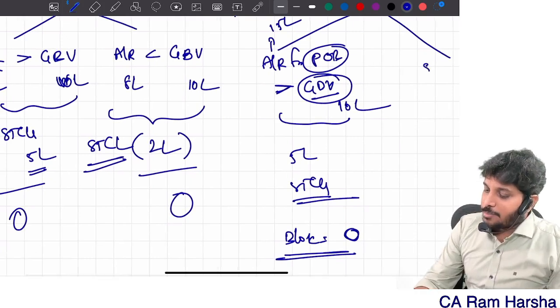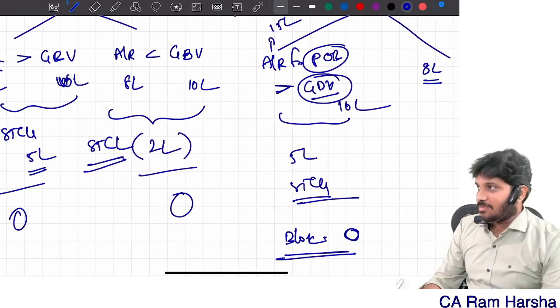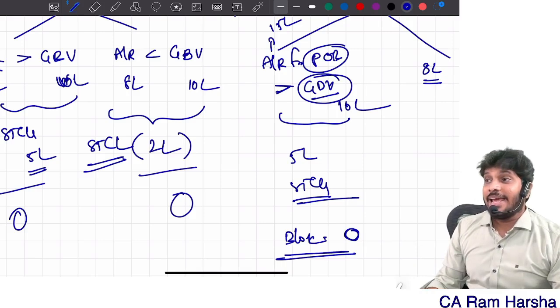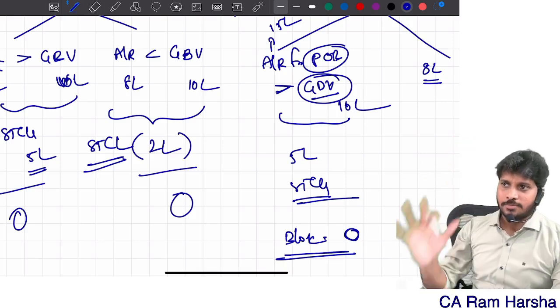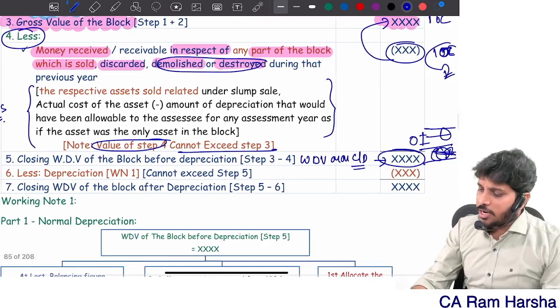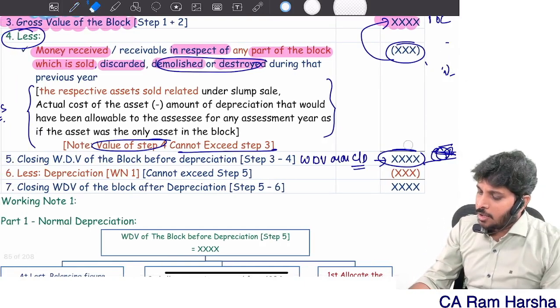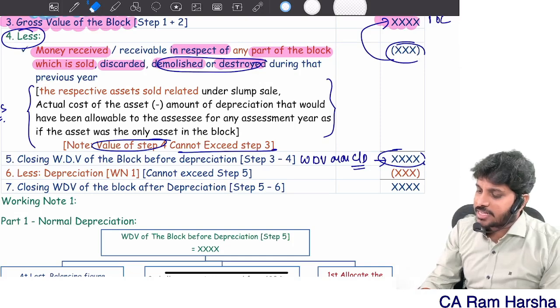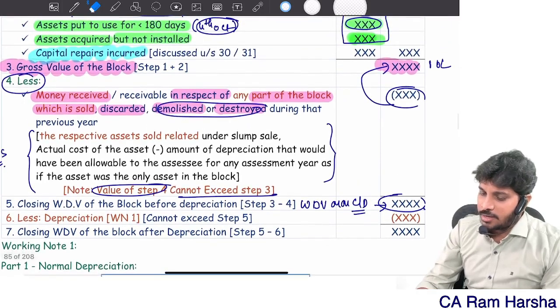Sir, part of a block is sold, but 8 lakhs I got as money. How much did I get? 8 lakhs. Part of a block I sold. Okay, let us come back to our table. What is the gross block value in our example? 10 lakh. Okay, 10 lakh is the gross block value.